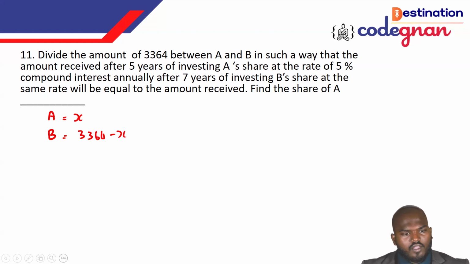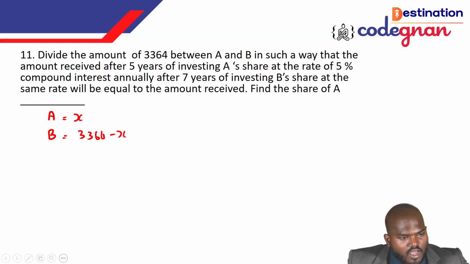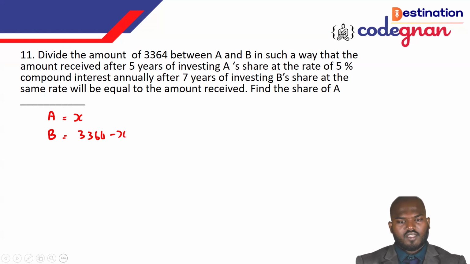Now read the question once again. The amount is not divided equally here. The amount received after 5 years of investing A's share at the rate of 5% interest annually should equal the amount received after 7 years of investing B's share at the same rate. That is what they are asking, so we need to find the share of A.